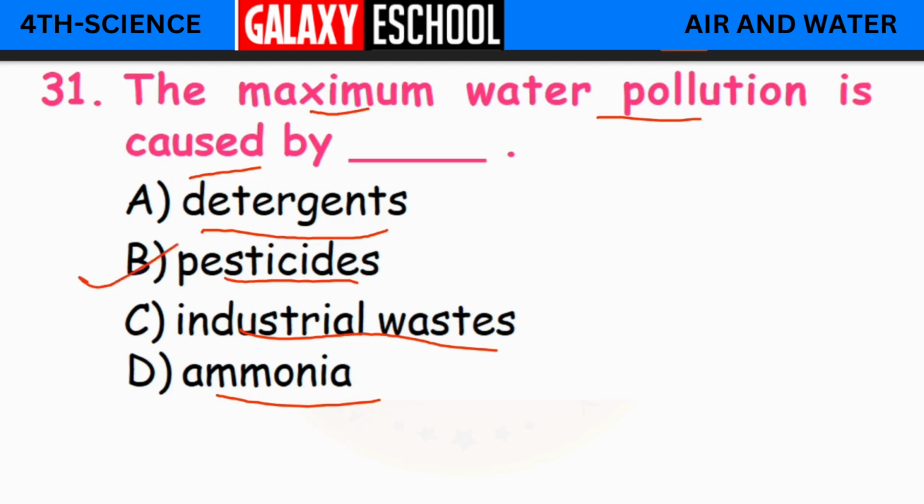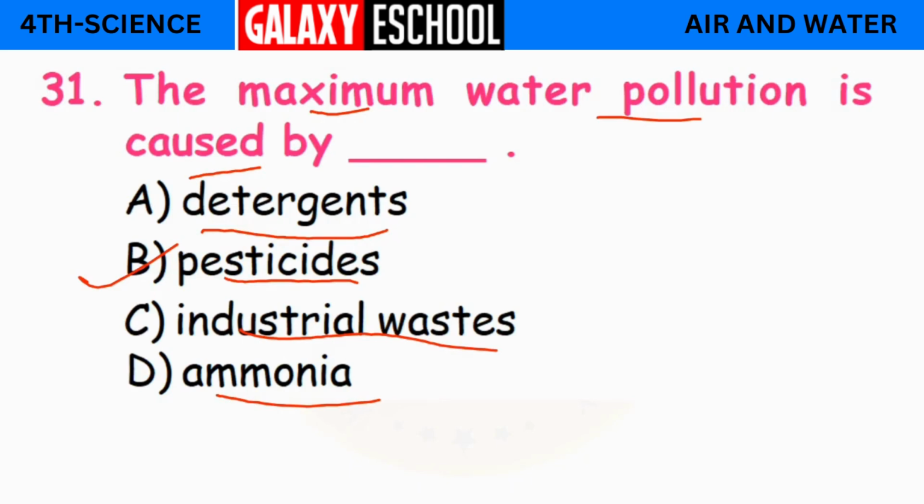Okay, children, pesticides are nothing but chemicals which we use to kill the insects on plants. This is an artificial chemical used to kill germs or any type of pests on the plants. What happens when we use these pesticides on the plants? Definitely the pesticides are going to sink into the soil. When the rain occurs, the chemical is going to mix with the water from the soil. That is why the underground water source is going to get polluted. So we should not use pesticides. The maximum water pollution is caused by pesticides.